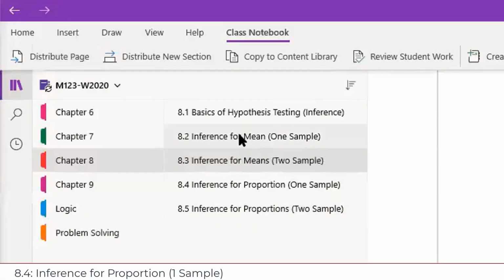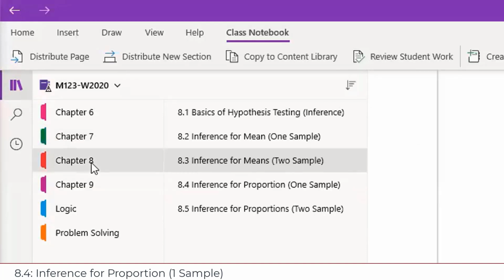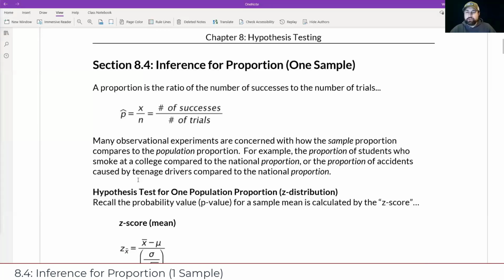The sequence of chapter 8 very closely follows the sequence of chapter 7. And so in 7.4 and 7.5, we talked about the confidence interval for proportions. So we're going to do the exact same thing in chapter 8. This is the standard definition of a proportion. So it's the number of successes divided by the number of trials. And that will give you this value called p hat.